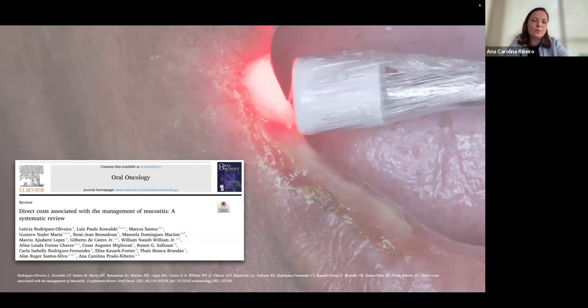In this context, we performed a systematic literature review to try to better understand the direct costs associated with the management of mucositis. We published this article in Oral Oncology in 2021.